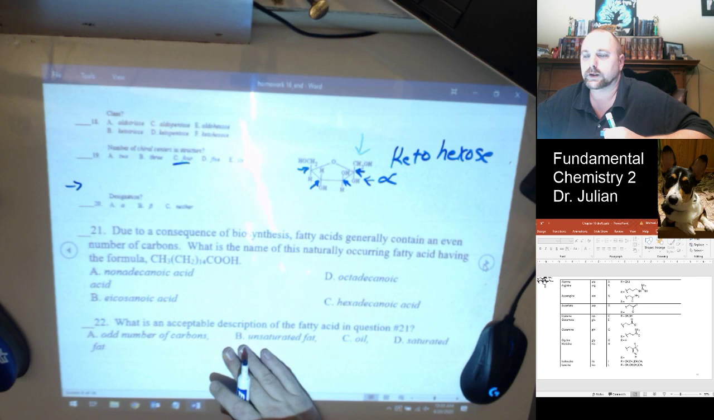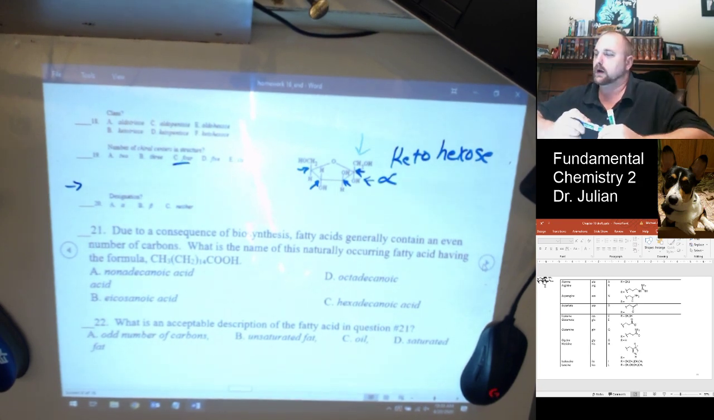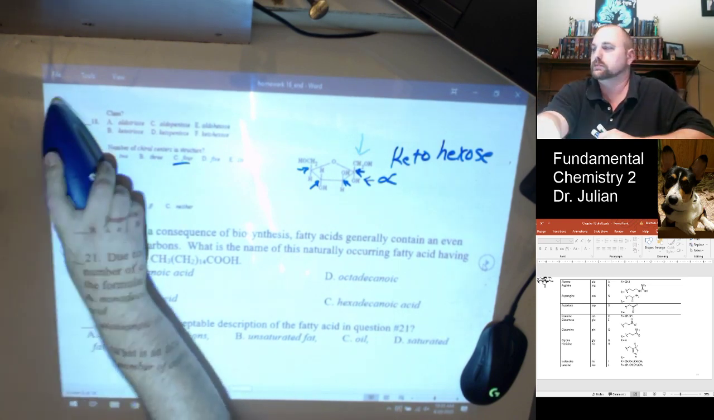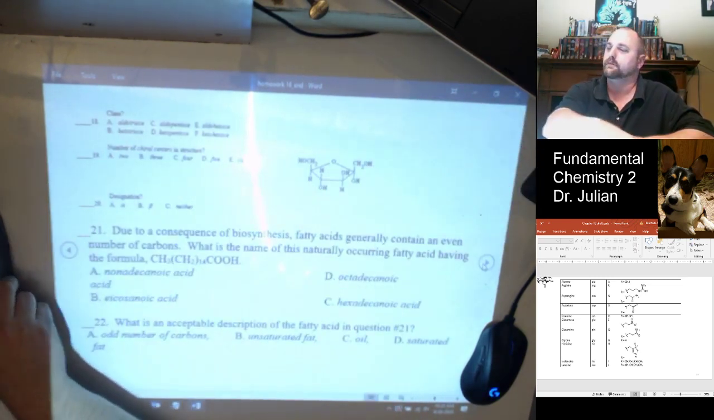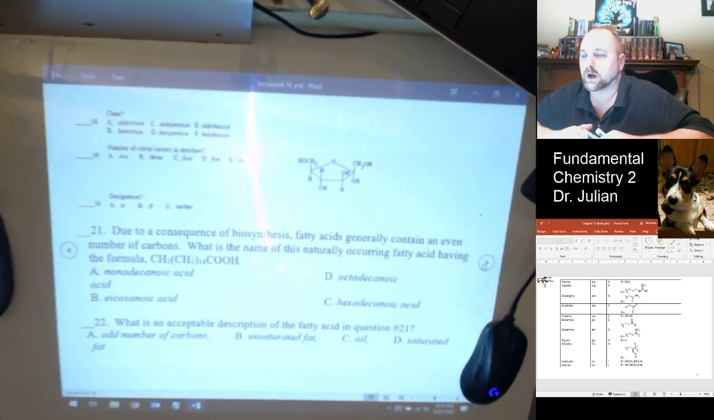Let's see, what else do we got? Alpha and beta, we said it was alpha. Okay. Then it says 21. Oh, must be a different chapter because we had a different font. Fatty acids generally contain an even number of carbons. And it wants to know this formula.